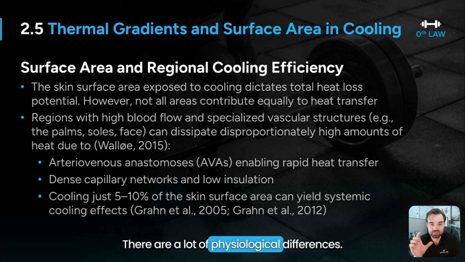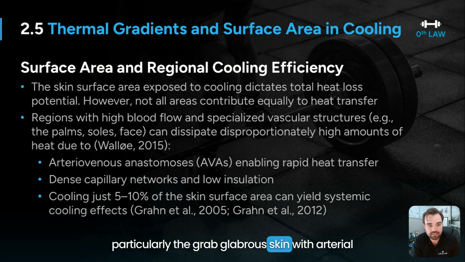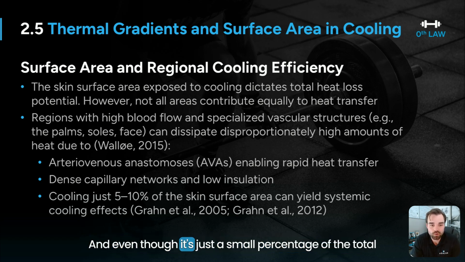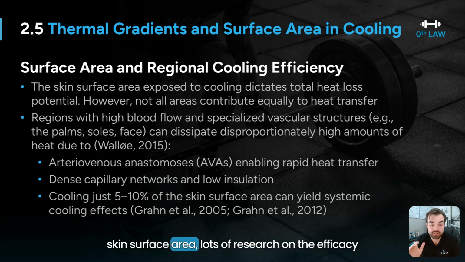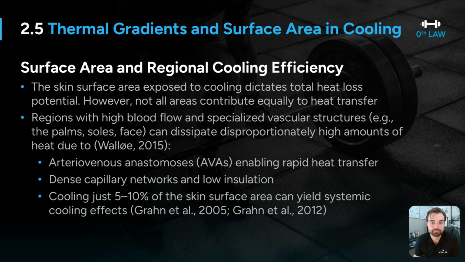There are a lot of physiological differences, and we're going to look into the anatomy further, particularly the glabrous skin with arteriovenous anastomoses, the dense capillary network. And even though it's just a small percentage of the total skin surface area, there's lots of research on the efficacy for core body cooling and performance enhancements.